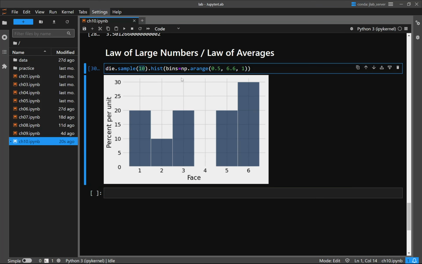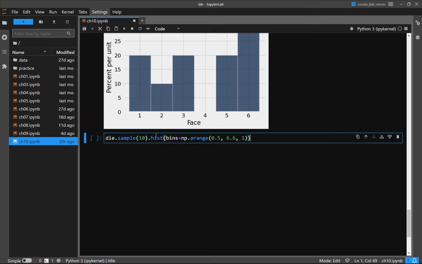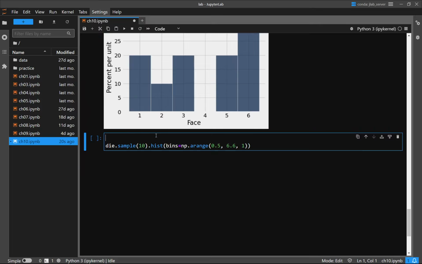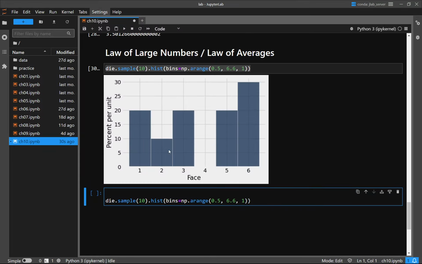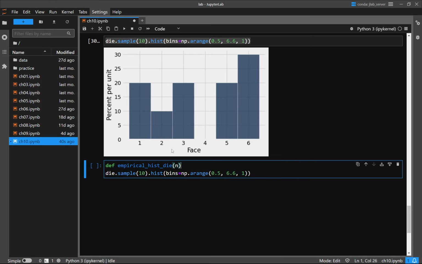So let's make a function that lets us do this for any value of our sample size. Like this 10, let's make that be a variable. I want to generate an empirical distribution histogram. So let's call it def empirical_histogram of a die of n, where n is the number of die rolls. Then I'll indent this and say die.sample n things. Does that make sense? So I'll let that be a variable, whatever we pass. Then I can easily generate a bunch of these graphs for a bunch of different numbers. So that's going to be my function.